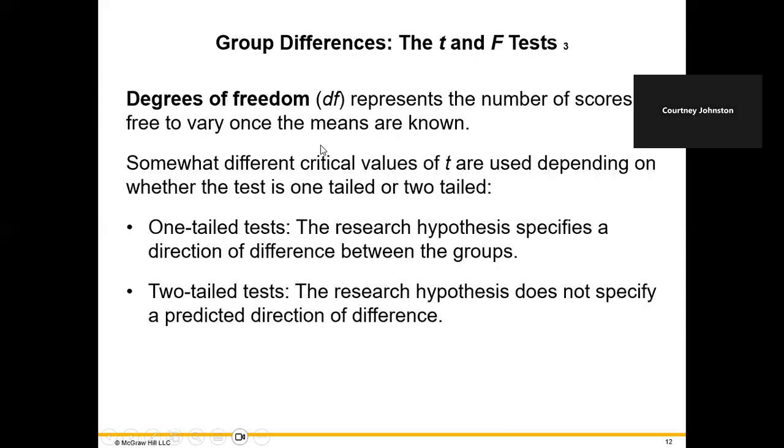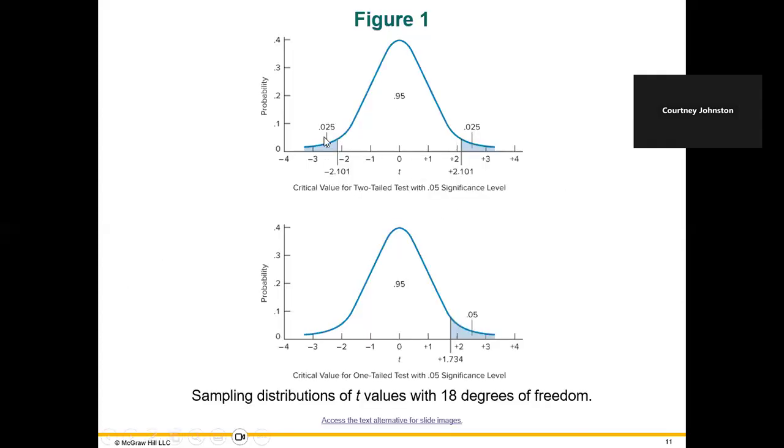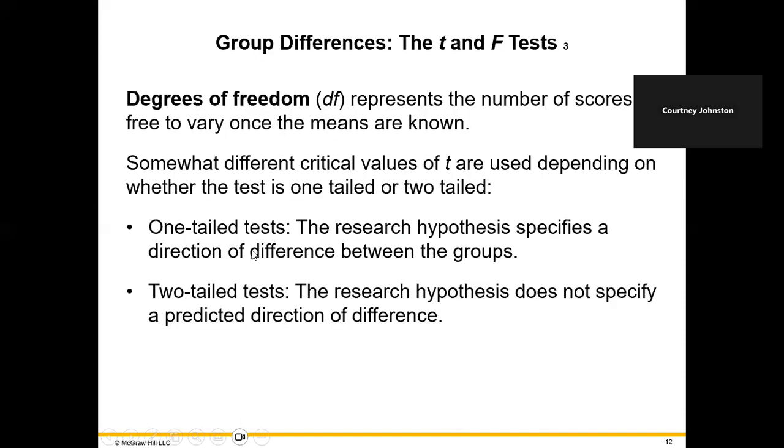Now, degrees of freedom, df italicized, represents the number of scores free to vary once the means are known. Critical values of a t-test are used depending on whether the test is one- or two-tailed. This is a two-tailed test up here, and this is a one-tailed. In a one-tailed test, the research hypothesis specifies a direction of difference between groups. The two-tailed does not specify a predicted direction of difference.